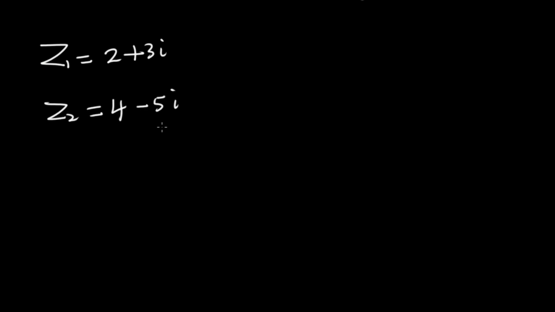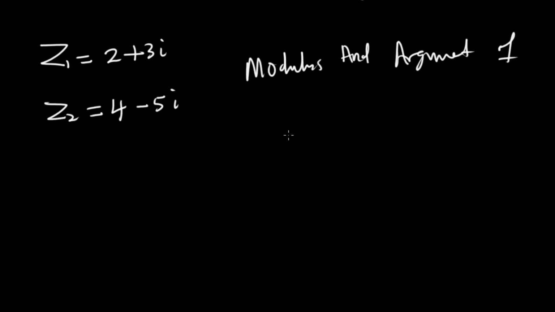So we should find the modulus and the argument of Z1 plus Z2 over Z1 minus Z2. So how do we go about this? Do this and feel free to post the answer in the comment section below.